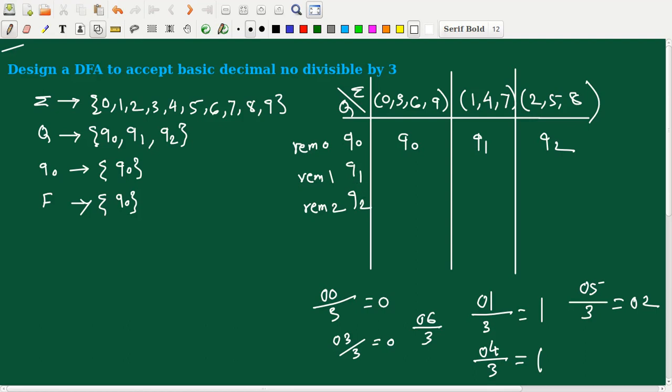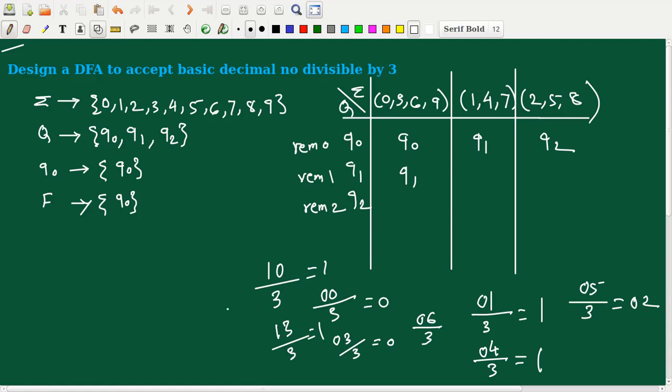So if I provide input set 0, 3, 6 or 9 to q1, which is already 1, say I provide a 0 or 3. Suppose I provide a 0: 10 divided by 3, I get a particular state, which is nothing but q1, because it gives me a remainder 1. If I provide input 3, it gives 13 divided by 3, which also gives a remainder 1. So for remainder 1, the state is nothing but q1. Similarly, for 1, 4, 7, I provide any one value and I get q1.